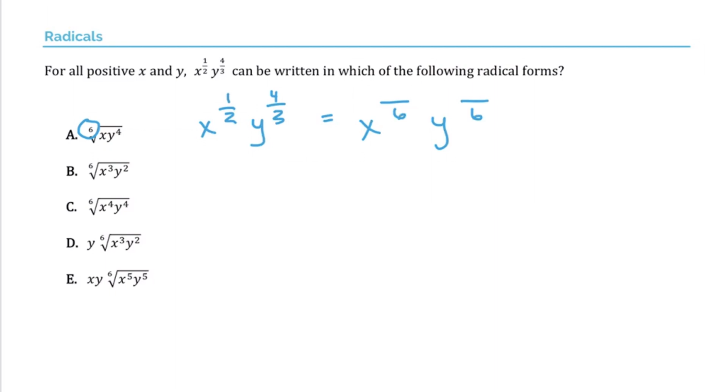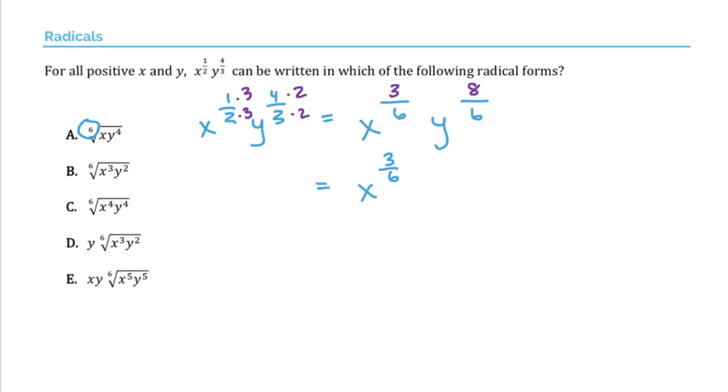So next, let's simplify. 2 times what is 6? Well, it's 2 times 3, so I'm going to do the same thing to the top and the bottom. And 1/2 becomes 3 over 6. 3 times what is 6? 3 times 2, so I'm going to do the same thing to the top and the bottom. 4 times 2 is 8. Now, this next step is critical. Okay, so when I rewrite this, I have x to the 3 over 6.